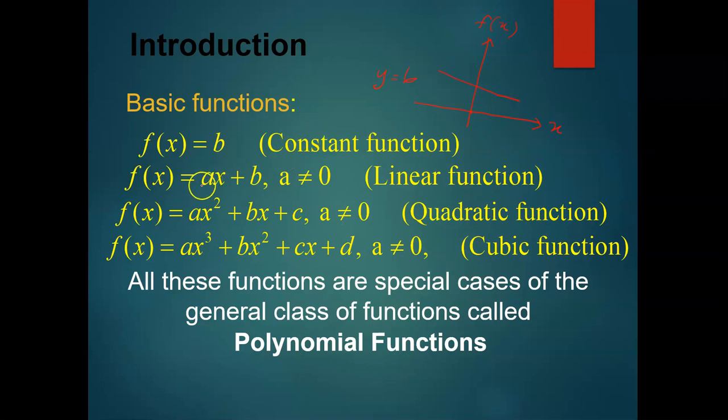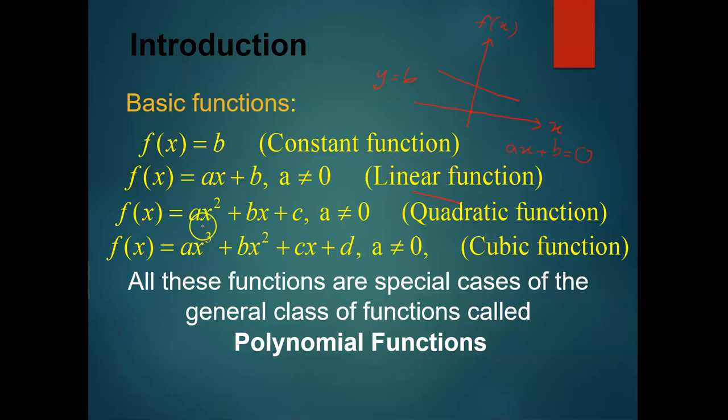And then f(x) equals ax plus b. ax plus b is a linear function. Last week we learned this equation as ax plus b equals 0. So this is our linear equation.